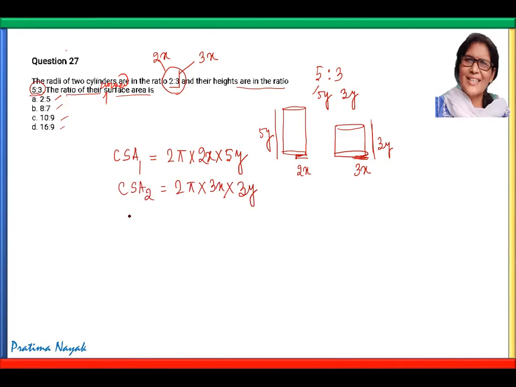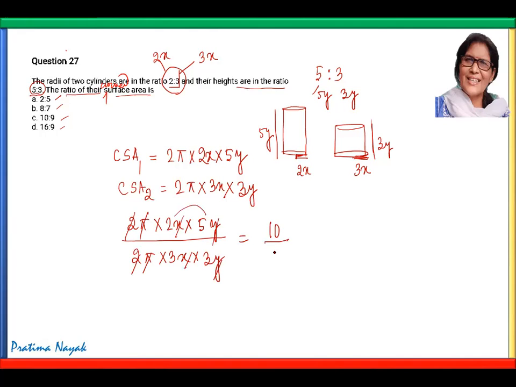So ratio will be 2 pi 2x 5y whole upon 2 pi 3x into 3y. So 2 cancel, pi cancel, x cancel, y cancel. Now multiply the numbers. 2, 5 times 10, 3, 3 times 9. So what is the ratio? Ratio is 10 is to 9. So C is answer.